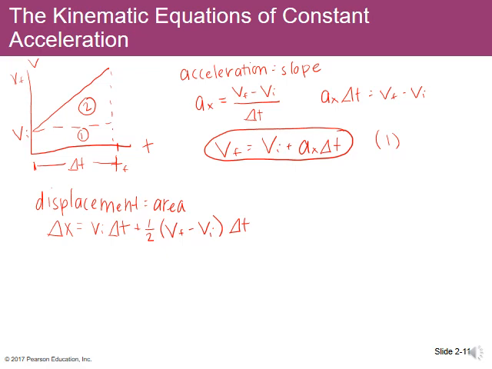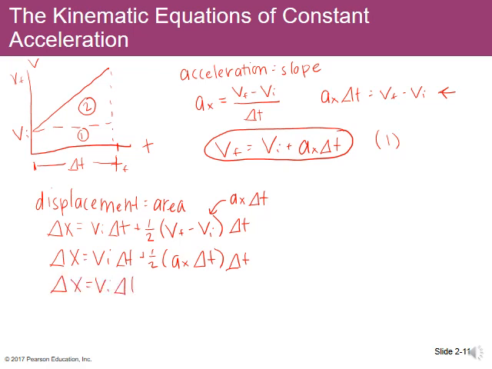This is perfectly acceptable, but it's not the standard way that we usually see this equation written. So to do that, we need to come up here and notice that we had this that said that acceleration times delta t equals VF minus VI. So VF minus VI, we can replace with AX times delta t. And we can rewrite this equation as delta x equals VI times delta t plus 1/2 AX delta t times delta t again. So delta t times delta t would be delta t squared. So we have displacement equals initial velocity times the time interval plus 1/2 acceleration times delta t squared.